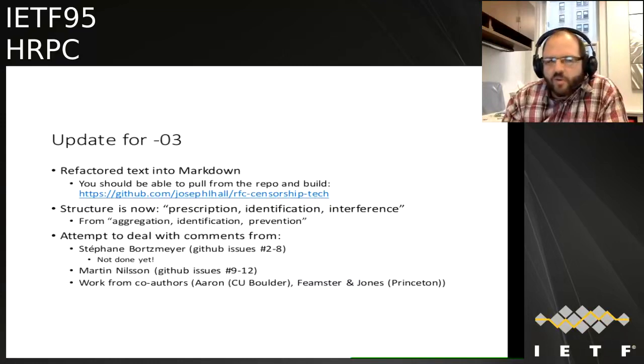I also dealt with Martin Nilsson's comments. You can see those in GitHub issues and the pull requests that were implemented to make that work. We have a couple more co-authors now. Nick Feamster, who's now at Princeton, and his student Ben Jones are co-authors along with Mike Laren. Next slide.